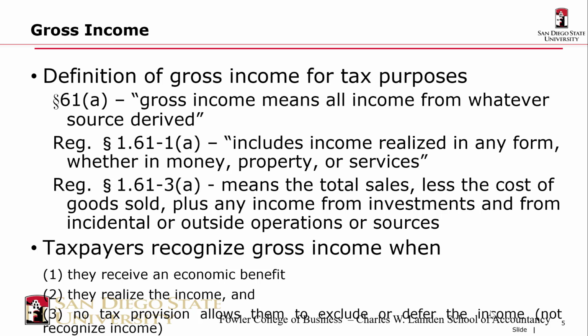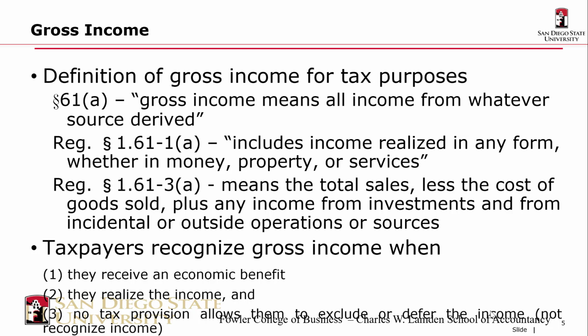So the definition of gross income for tax purposes is super, super broad, right? Gross income means all income from whatever source derived. Wow, so you can't get any broader than that. But then the regs go in and provide examples. And they really say these examples are not all inclusive, right? They're just examples. So income realized in any form, whether in money, property, or services.